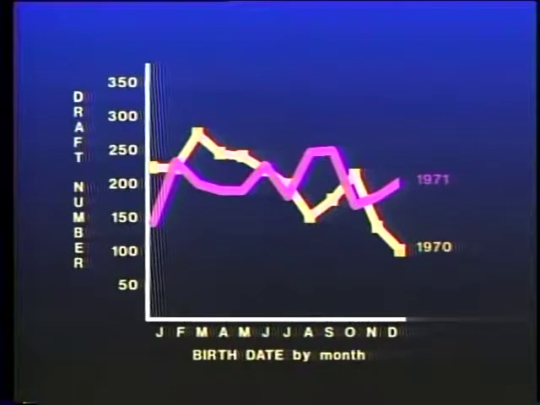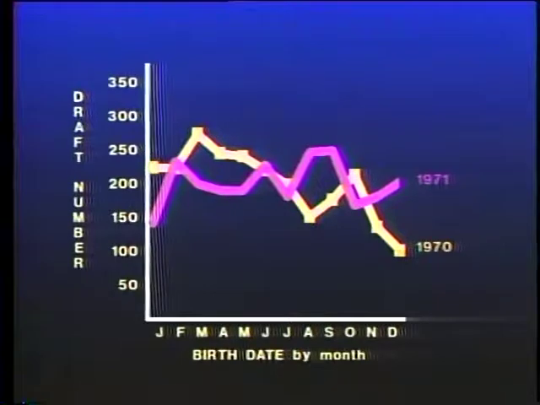Here's the median trace of the 1971 lottery compared to that of the 1970 lottery. The median draft numbers do vary up and down from month to month, but there is no systematic trend in that variation, so it can be attributed to chance. From this data, we can see that the 1971 lottery was truly random and fair.